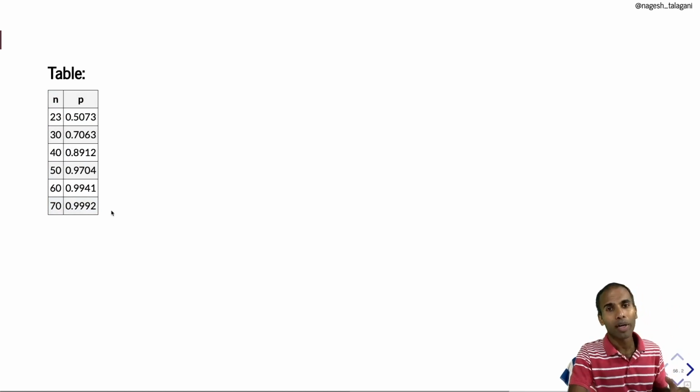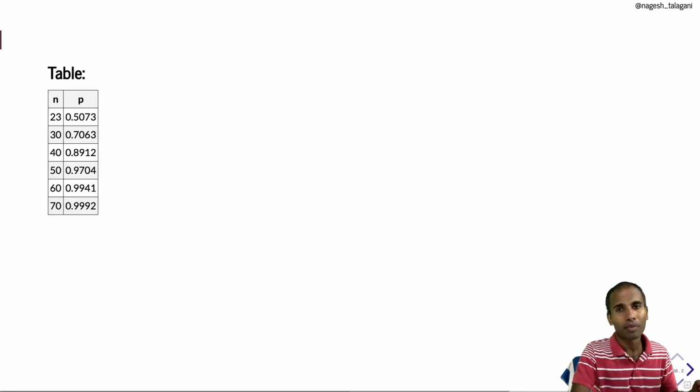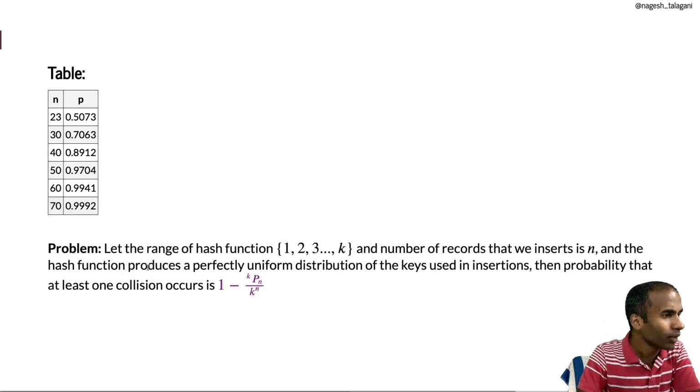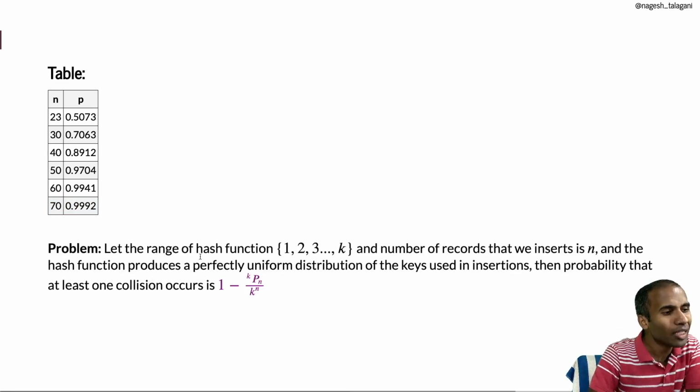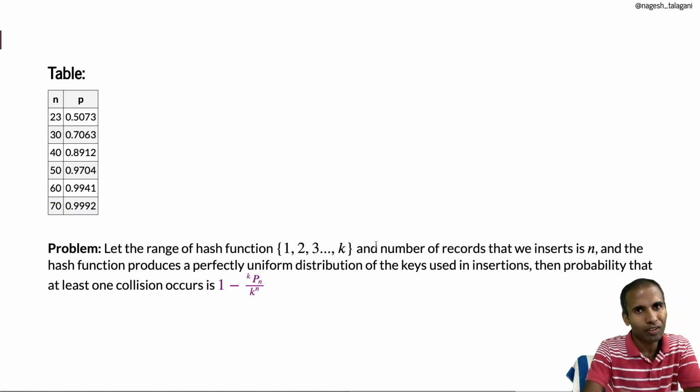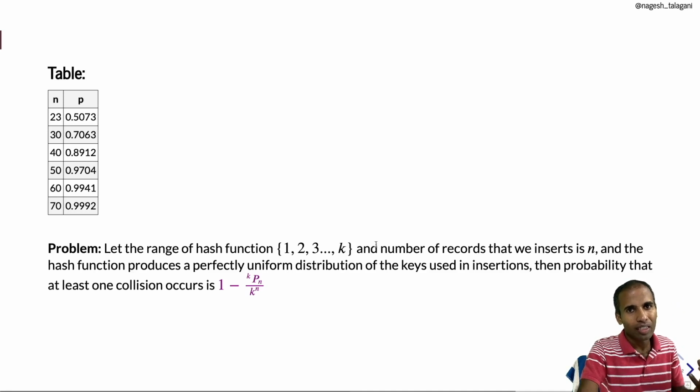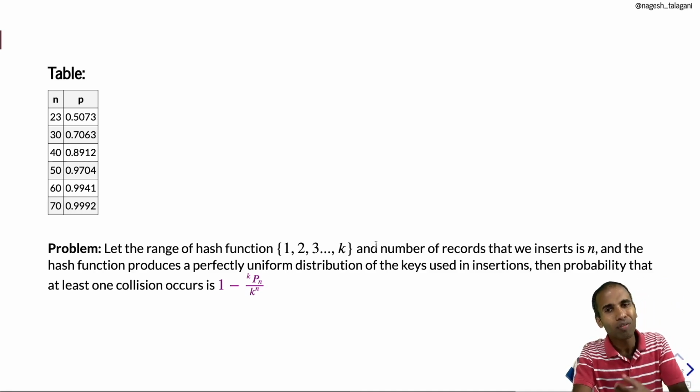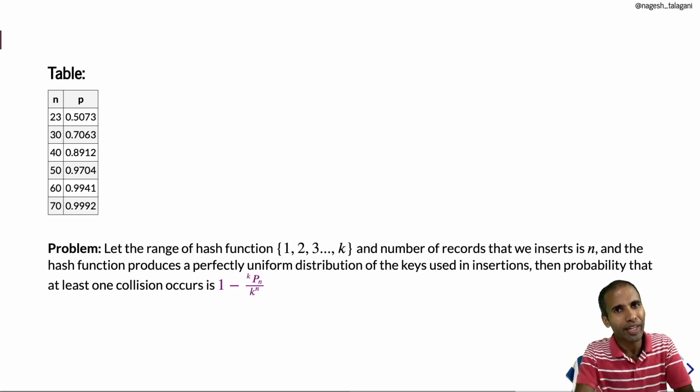Now let us formalize this birthday problem in terms of hashing and collisions. Let the range of the hash function be 1, 2, 3, and so on up to k. This hash function takes a key and produces a number from 1 to k, which we will use as the index of an array.